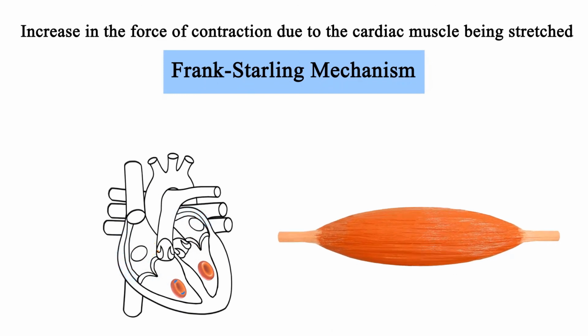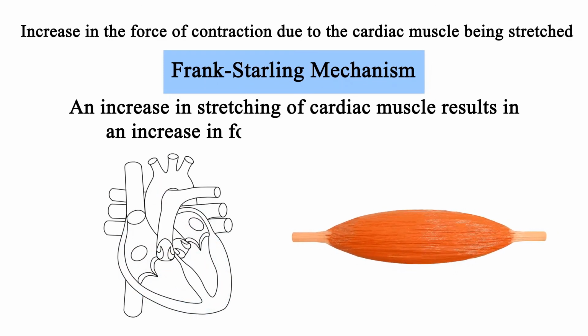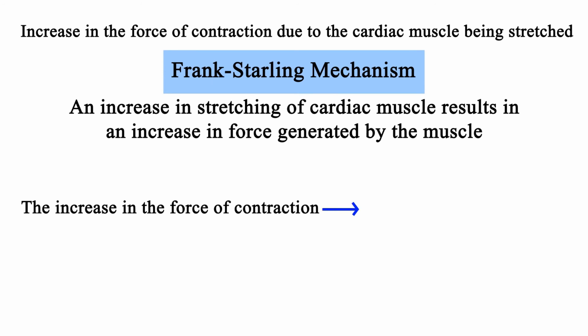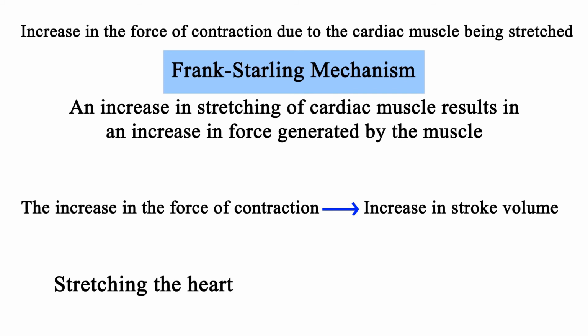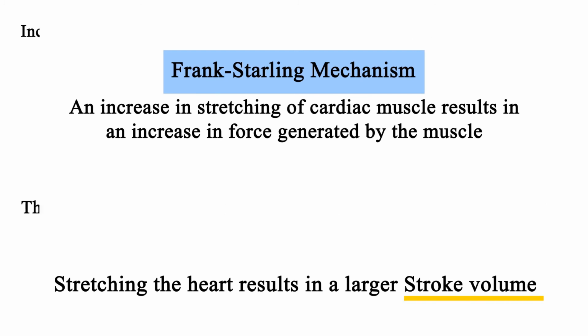The Frank-Starling mechanism states that an increase in stretching of cardiac muscle results in an increase in force generated by the muscle. The significance of the Frank-Starling mechanism is that the increase in the force of contraction leads to an increase in stroke volume. Therefore, stretching the heart, as occurs with increases in venous return, results in a larger stroke volume than had the heart not been stretched.